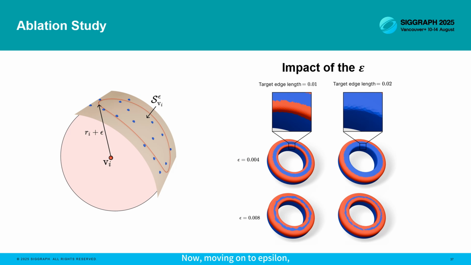Now, moving on to epsilon, it controls the thin shell thickness, helping to handle low-resolution meshes. We tested it with edge lengths of 1% and 2% of the bounding box diagonal. When epsilon equals 0.4%, the method works well on high-res meshes, but fails on coarse ones. In contrast, a larger epsilon captures fillets on coarse meshes, but may cause slight over-segmentation.